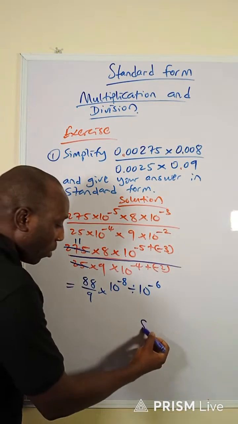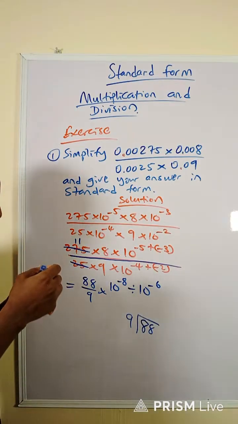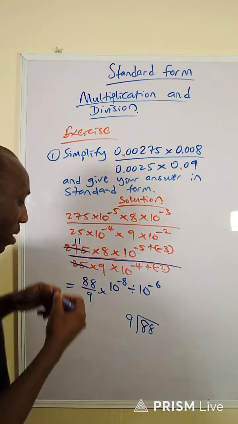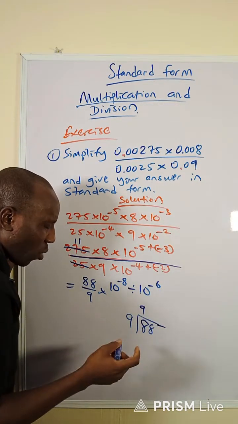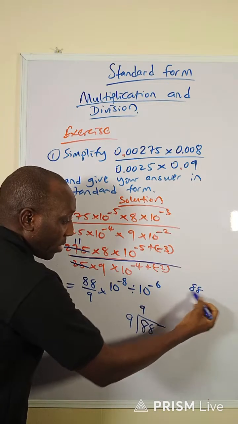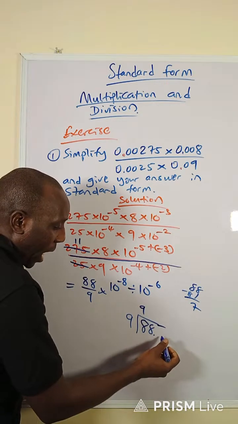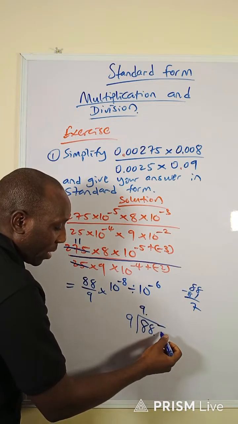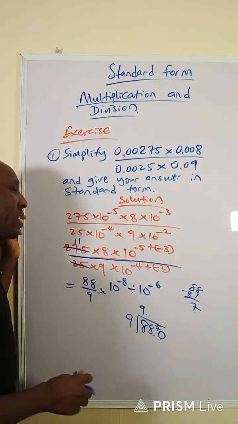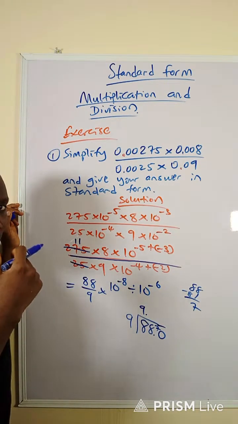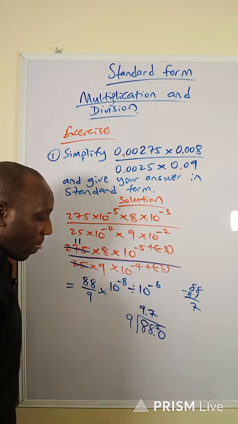Now 88 divided by 9. Let's use the bus stop method. 9 into 88. How many times will it go? 9 will go into 88 9 times, because 9 times 9 is what? 81. There's a remainder, so you write 9. What's the remainder? 88 minus 81. That's 7, right? So put the point here and put the point here. You have 0. You see that 7, that's the remainder, put it here. 9 into 70 is what? It goes 7 times, because 9 times 7 is 63. So you write 7.